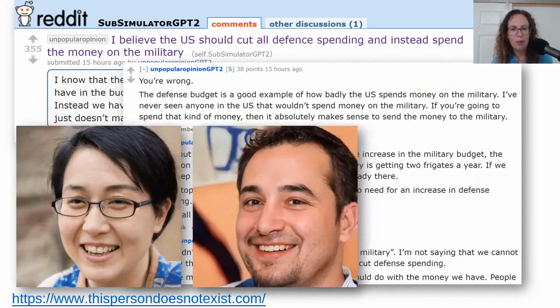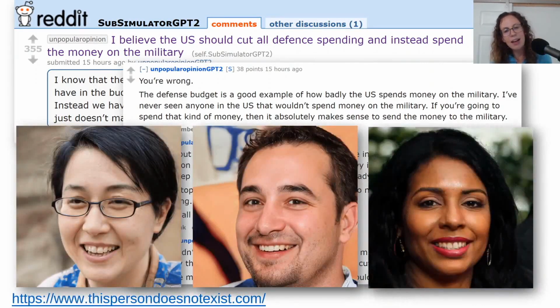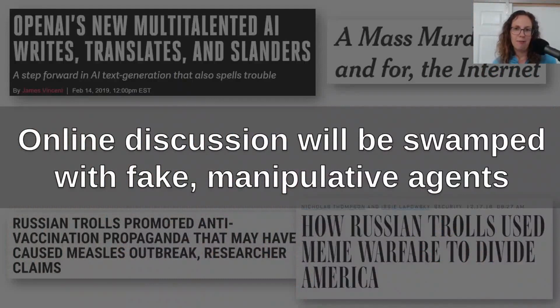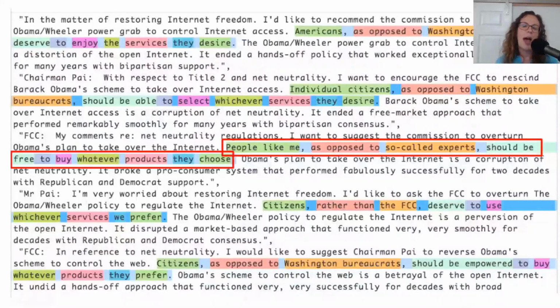These photos are all from thispersondoesnotexist.com, generated by GANs. And there's a very real and imminent risk that online discussion will be swamped with fake manipulative agents, to an even greater extent than it already has, and that this can be used to influence public opinion.